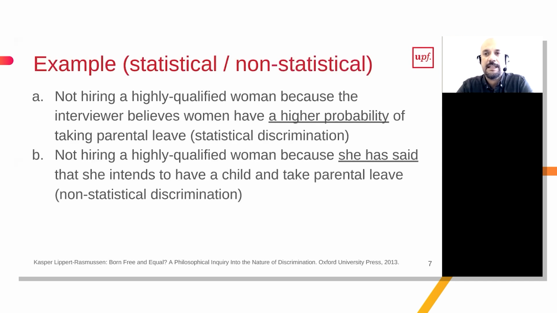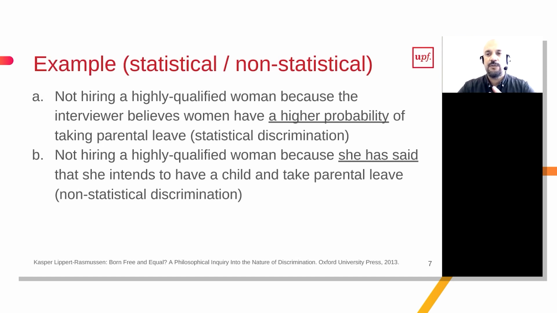And let me give you the most classical example of statistical discrimination. Suppose that you have a highly qualified woman applying for a job, and she is not given the job because the hiring manager believes that, given that she is a woman, she has a high probability of taking maternity leave. That would be statistical discrimination. It's based on a statistical belief. Now, if on the contrary, this woman doesn't get the job because she says that she intends to take maternity leave, then this is a non-statistical form of discrimination. Maybe it's also wrong, but it's not based on a statistical belief. It's based on an observation, right?